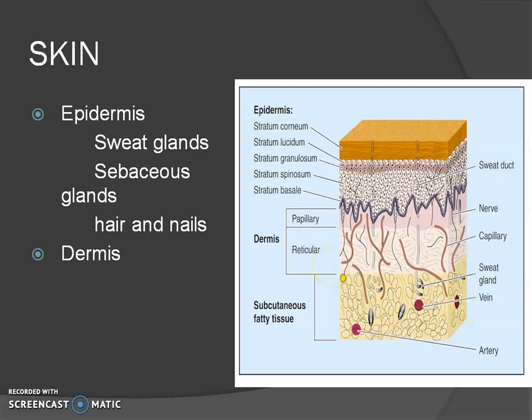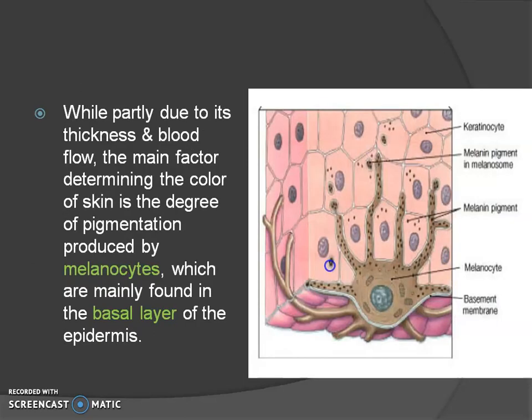While partly due to its thickness and blood flow, the main factor determining the color of the skin is the degree of pigmentation produced by melanocytes, which are found mainly in the basal layer of the epidermis. The difference in skin color between light and dark skin races is not due to differences in melanocyte numbers, for these are similar in all. In the darker skins, the melanocytes are more active and thus produce more pigment, but there are also racial differences between melanins which can vary in color from yellows to browns and blacks.